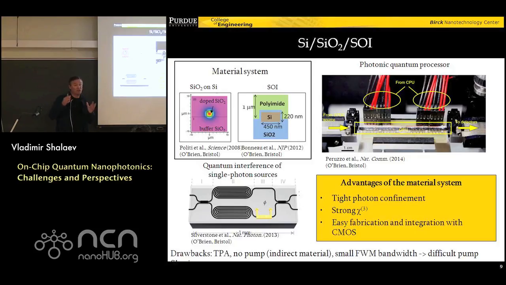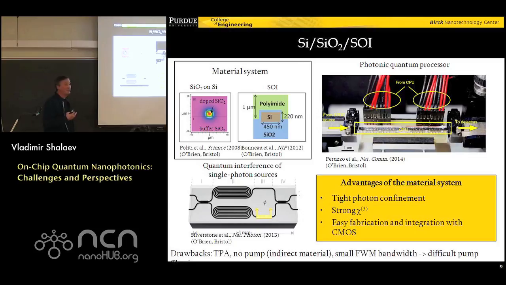Remember that it's lambda over 2n. And since the refractive index in silicon is quite high, like 3.5 to 4, it's significant confinement that it could accomplish. Basically, the size of these guiding structures could be a few hundred nanometers. So with silicon on its own, we have a stronger confinement.